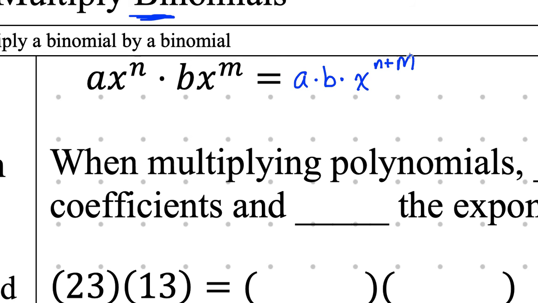There it is. Everyone write it down. It's a, b, and I don't have to put these little dots, but I'm just saying all three of these things are being multiplied together. The a, the b, and then finally the base x to the power of m plus n.